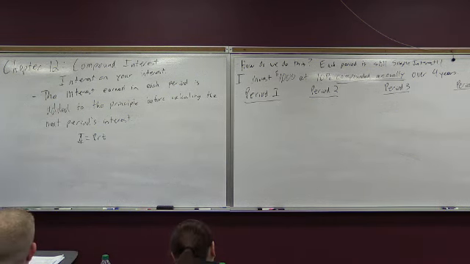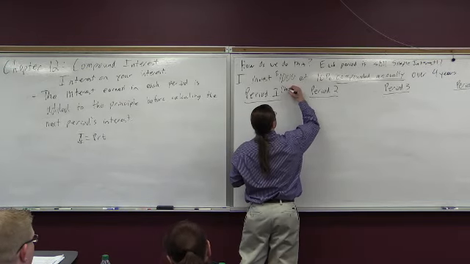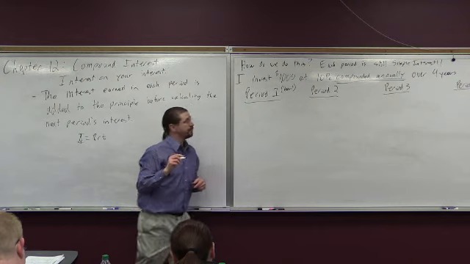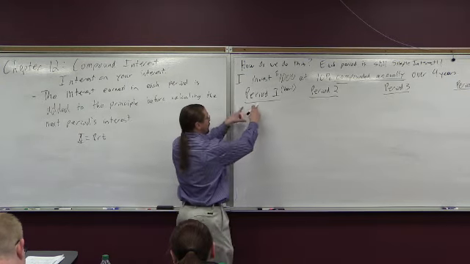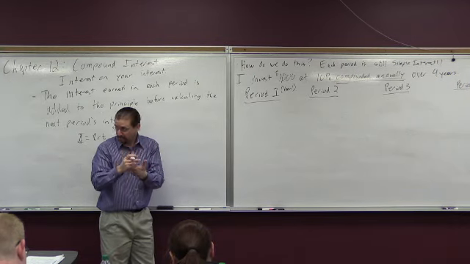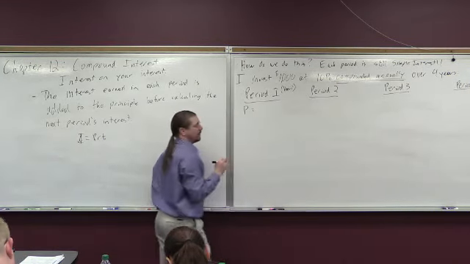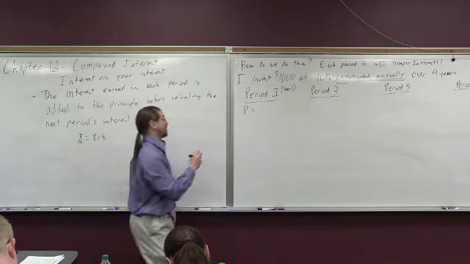All right, so my first period, this is year one. So remember that within each period, it's simple interest. So I just need to have I, P, R, and T, right? So what's my principal in the first year? $1,000, because that's how much I put into it.